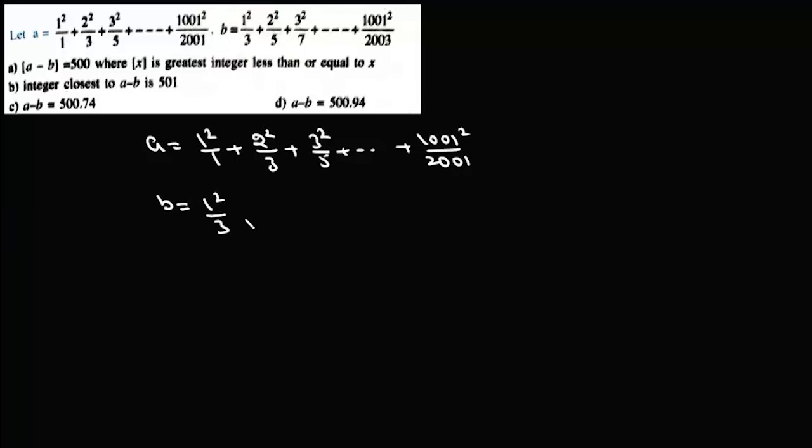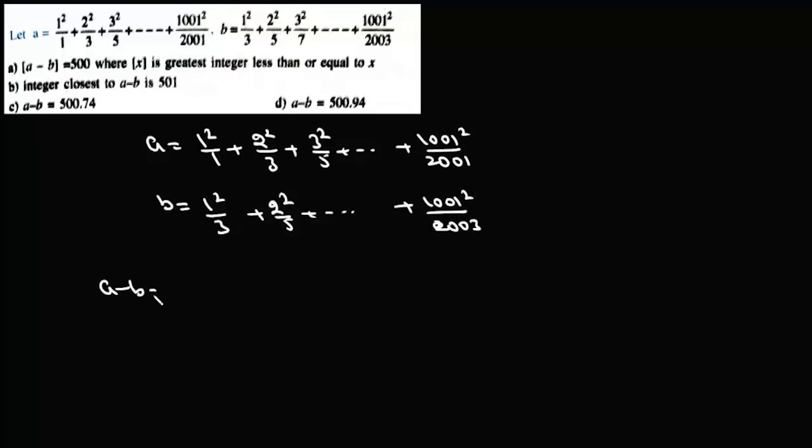Now here we are given two series. One of them is A, which is 1 square by 1 plus 2 square by 3 plus 3 square by 5 up to 1001 square by 2001. And then we have this B, which is 1 square by 3 plus 2 square by 5 up to 1001 square by 2003. First we need to find A minus B.